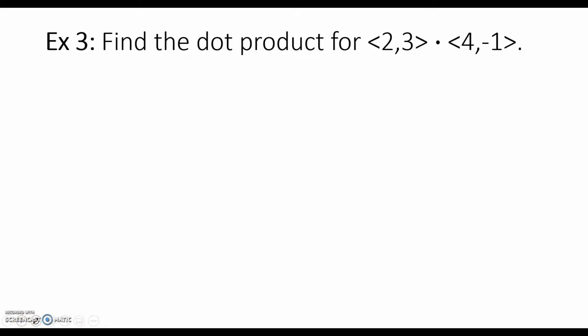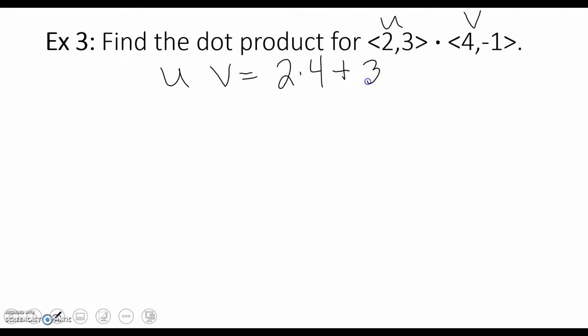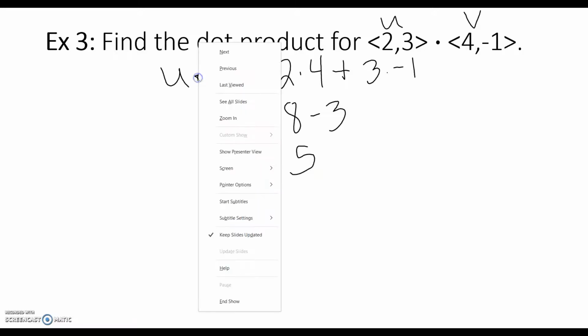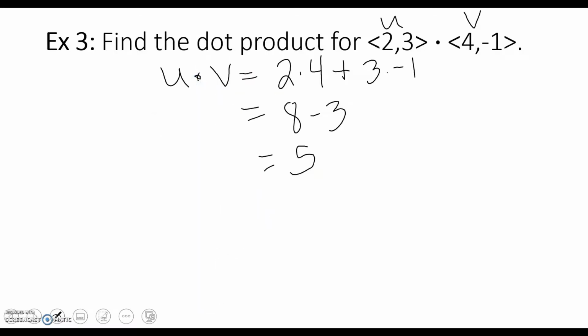All right. Next one. Find the dot product of vector (2, 3) and vector (4, -1). So now the dot product, remember, is the product. If this is u and this is v, then u dot v will be the product of the horizontal components, 2 times 4, plus the product of the vertical components, 3 times negative 1. 2 times 4 is 8. 3 times negative 1 is negative 3, so it'll be 8 minus 3, which is equal to 5. So the dot product of these two vectors, u dot v, will be 5.